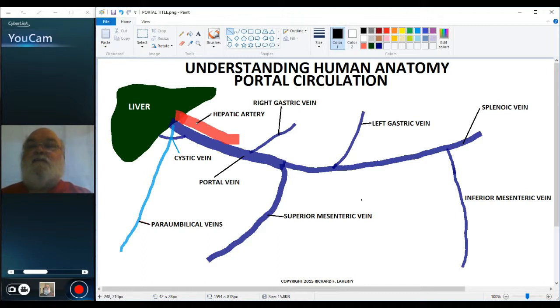So the liver needs these two vascular supplies. The portal vein does not carry enough oxygen to oxygenate the liver cells. The hepatic artery supplies that oxygen.